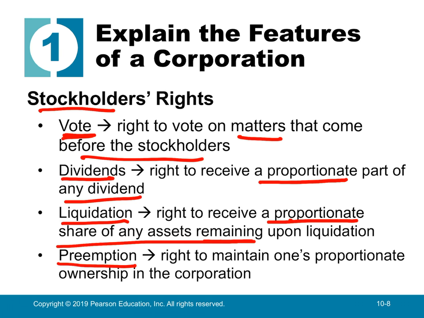And you have the right to something called preemption, which means if the company sells more shares, you have the right to maintain your proportionate ownership share in the corporation. So if you own 1% and the company is looking to sell more shares, they have to first give you the option to try and buy shares so that you can continue to keep your 1% ownership stake. Otherwise, it keeps getting diluted every time new shares get issued and sold.